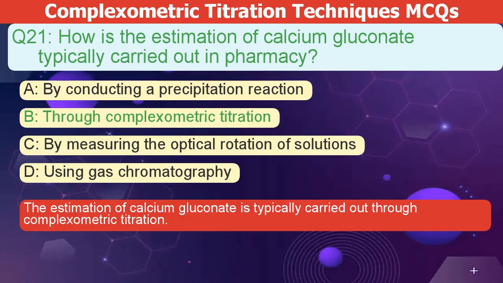The correct answer is B. The estimation of calcium gluconate is typically carried out through complexometric titration.